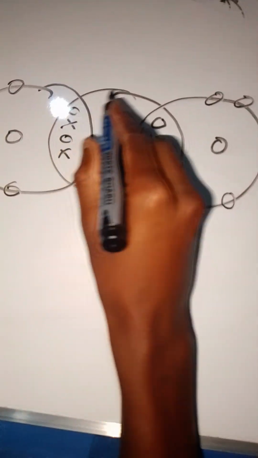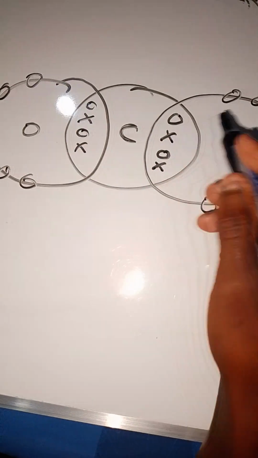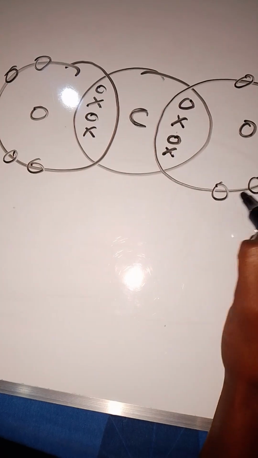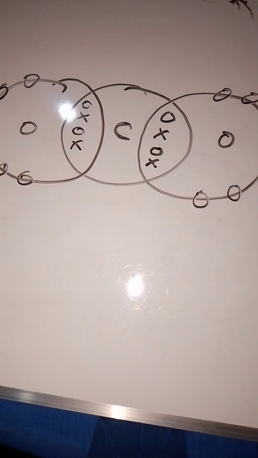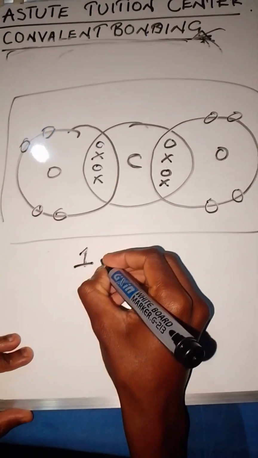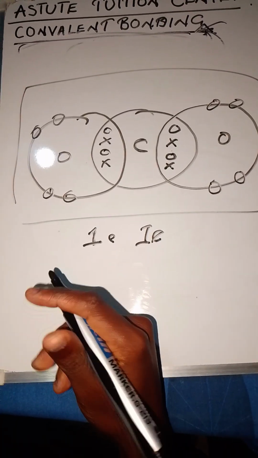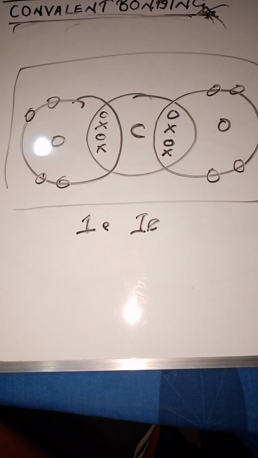So when you count the number of electrons that carbon has, you see it has 8. 1, 2, 3, 4, 1, 2, 3, 4, which is 8. Even oxygen, 1, 2, 3, 4, 5, 6, 7, 8. Even that one. So the key thing that you need to know is that if this element gives 1 electron, the other one needs to give 1 electron. So for this one, it's equal. What you give me is what I give you. That's how covalent bonding is.